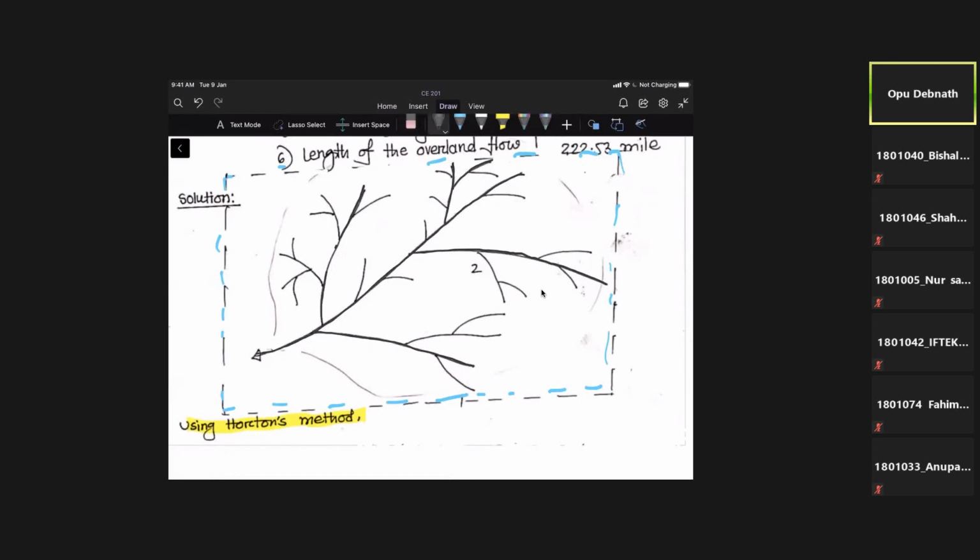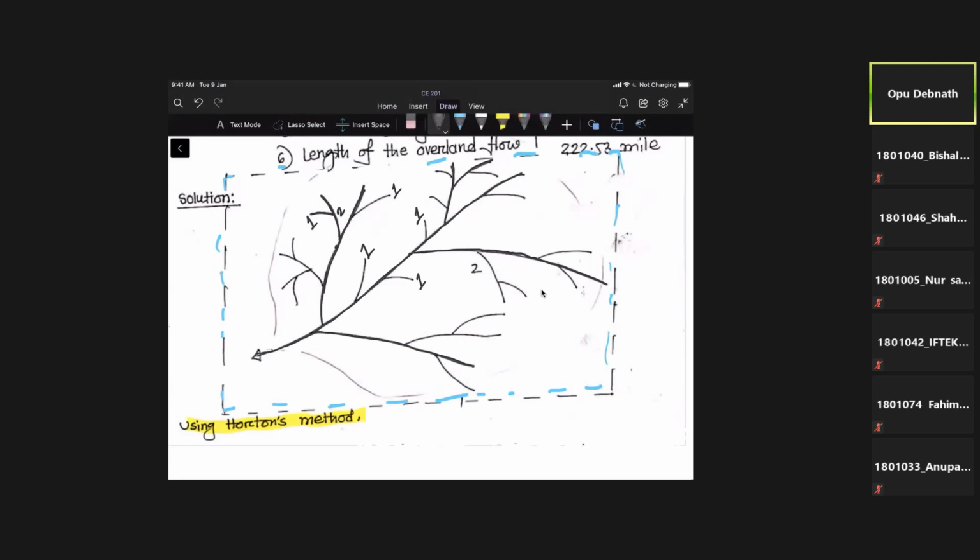In this stream, this is the main stream and this is a branch. First of all, we need to number all the single streams. Like this is one, this is a single stream, this one is also single, these are one, and again here this one and this one. So this is in Y shape, that means if we consider this as one, this system will be two. Okay, this is clear.